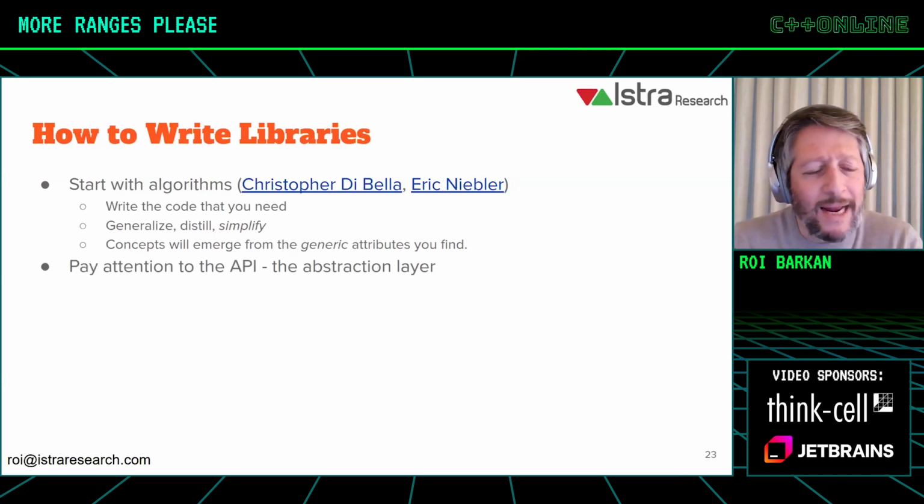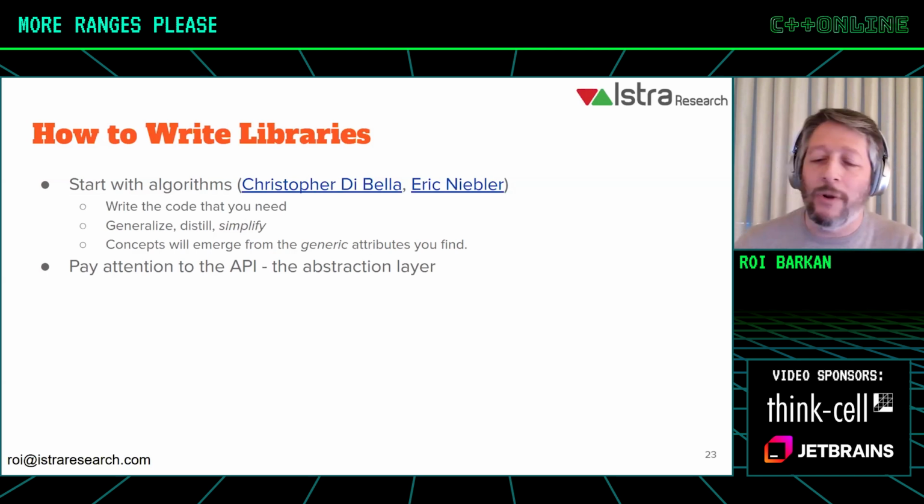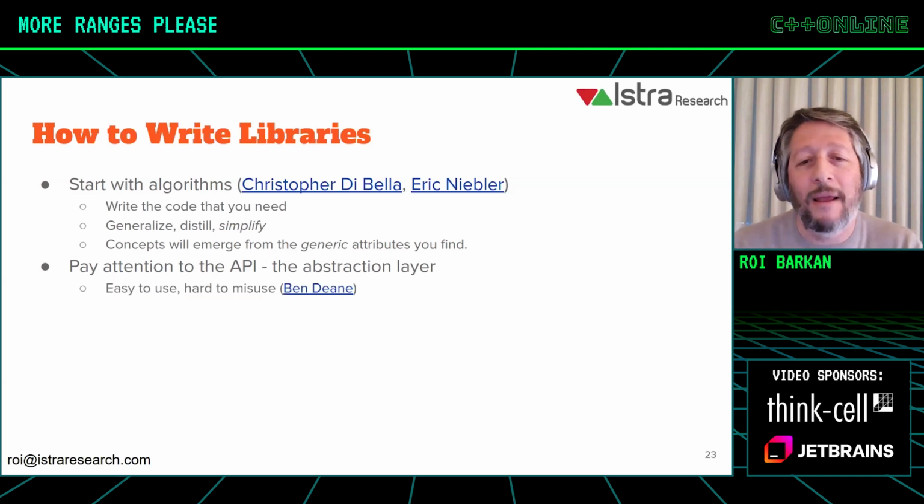And then, as I mentioned before, we want to pay a lot of attention to the API itself, the abstraction between what's inside the library and what's outside of it. Again, there's a great talk by Ben Dean and others. Scott Meyers also likes talking about the fact that we would like our APIs to be easy to use and hard to misuse, to get the language and the compiler on our side as much as possible, and to make it so people will not need to read too much documentation to understand what's going on and how our library is meant to be used.